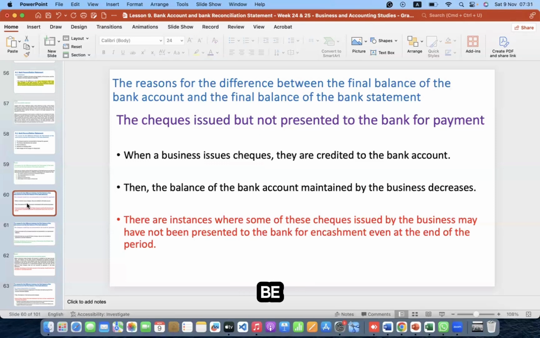But there could be instances where some of these checks issued by the business may not have been presented to the bank for the encashment even at the end of the period.